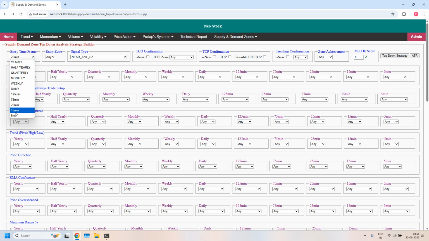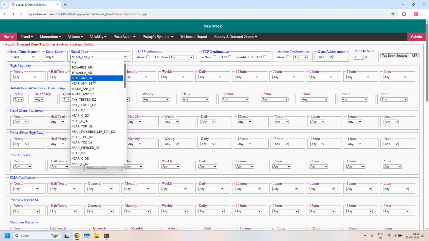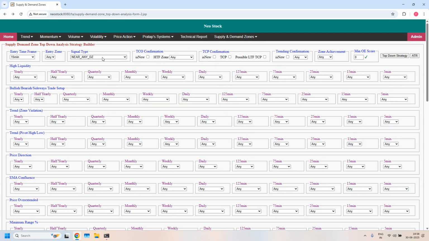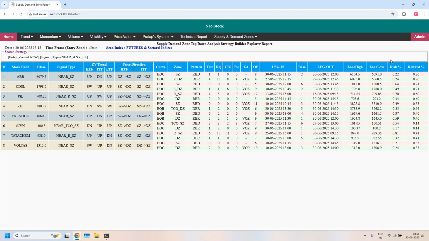Next time frame is 15 minutes. Stocks near to the 15 minutes demand zone. We got 9 stocks. Next, stocks near to the 15 minute supply zone. We got 8 stocks.